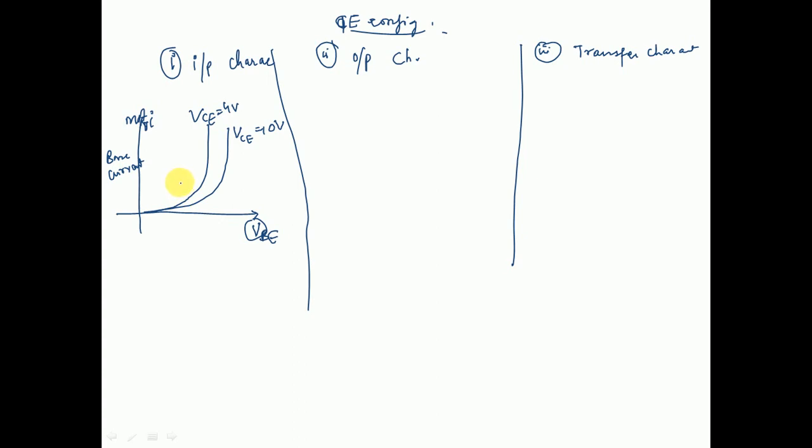You can see in this graph base current versus VBE, where VBE is also in volts. This particular graph will give you the input characteristics. Now, VBE is what? Your VBE is basically your barrier voltage. Basically, your base current will be smaller if your forward biasing is lesser.